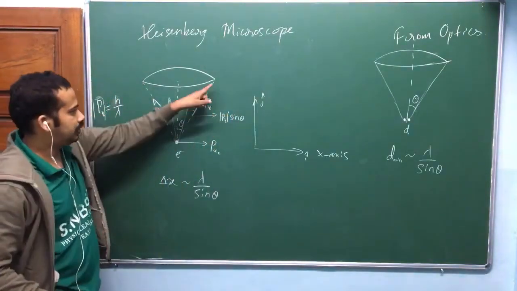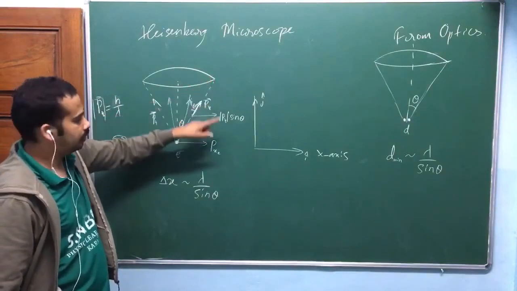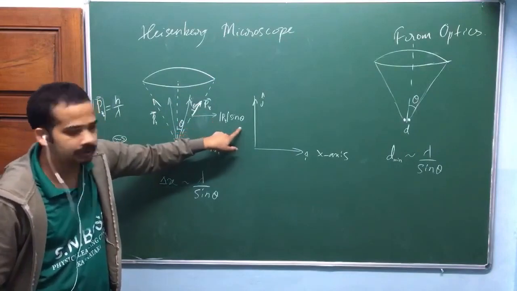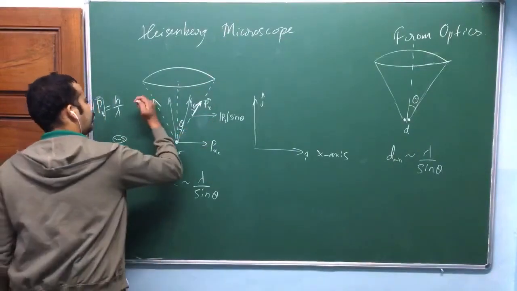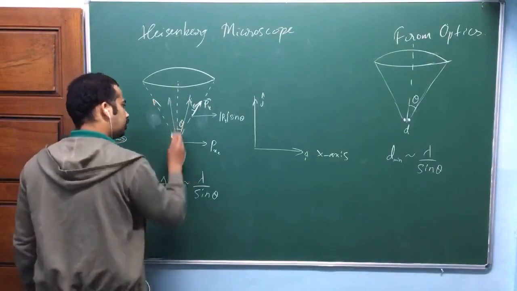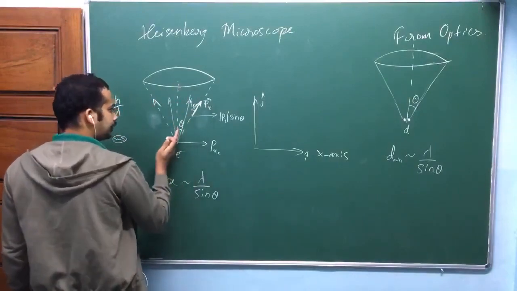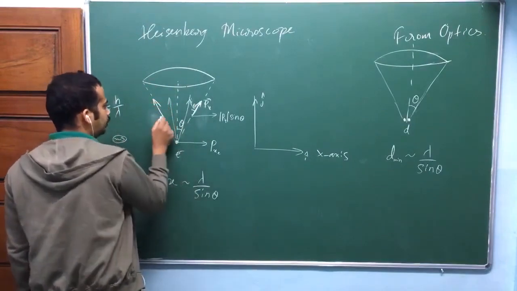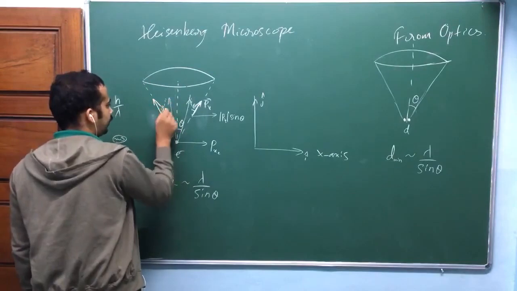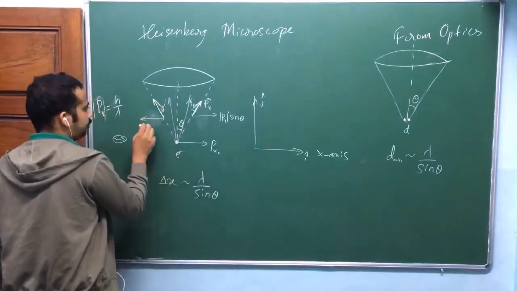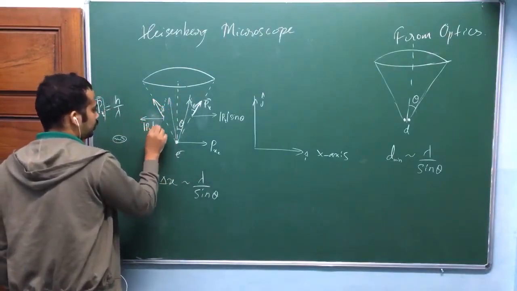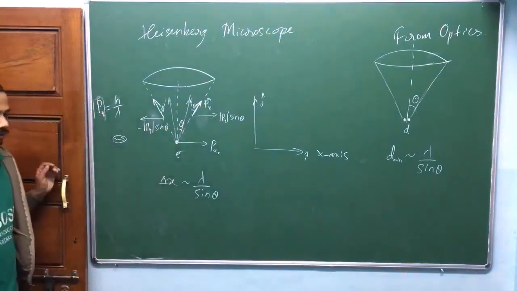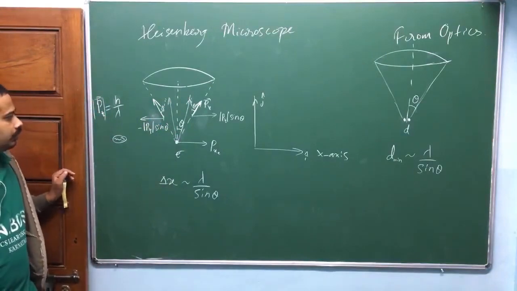If a photon moves into this corner of the objective, then its x component of momentum is P gamma sin theta. Similarly, photons can choose any of these directions. If a photon moves in this particular direction, and this is theta, then again this will be P gamma sin theta, but negative, because it has a negative component of y momentum.